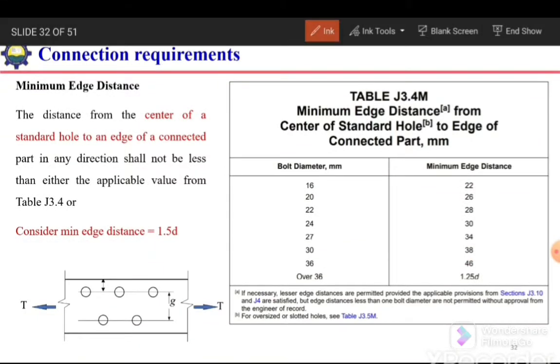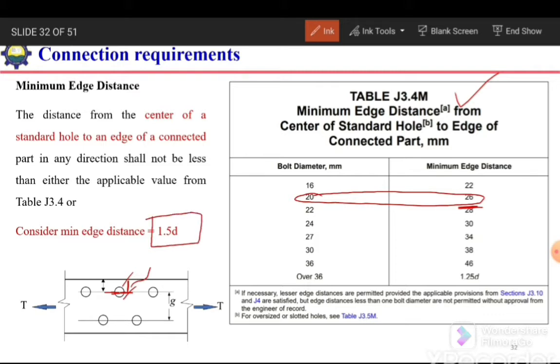Okay, next is minimum edge distance, the distance from the center line of the hole up to the edge. So this edge distance should be according to this table. For different diameters of bolts, the corresponding value for the edge distance is given in the AISC code. So for example, for 20 mm diameter bolts, the minimum edge distance should be 26 mm. Or otherwise, we can keep this edge distance more than 1.5 times the diameter of the bolt.